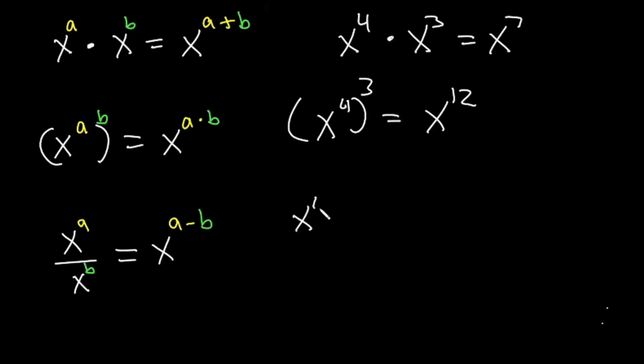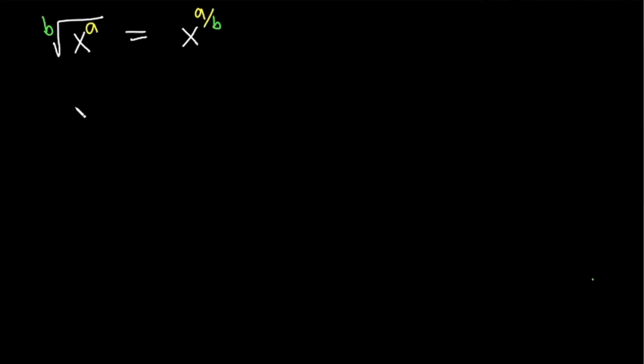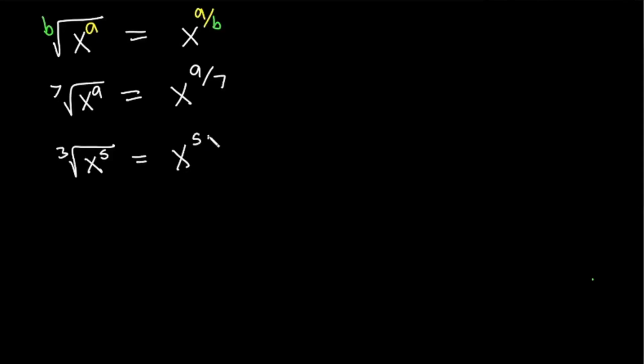If you divide two exponents, you subtract the exponents. So x to the fourth divided by x to the third would equal x to the first power. To convert a radical to a fractional exponent, use this formula. So if you have the seventh root of x to the 9, you would get x to the 9 over 7. And if you take the cubed root of x to the fifth, you would get x to the 5 over 3.